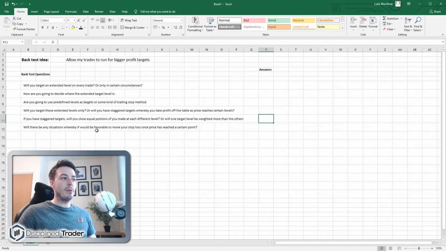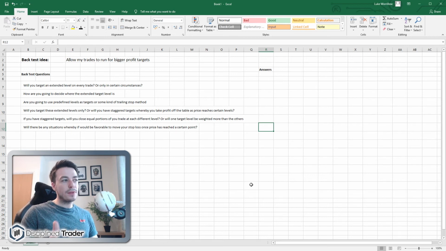Will there be any situations where it would be favourable to move your stop loss once price has reached a certain point? Now, like I've said, this would be new ground to me. So all I would be doing is recording the result of the trade if I was to use a stop loss method like this. So I will record once it gets to first target and second target, moving my stop to, say, an obvious point or a break-even point, and just seeing what that would do to the result of the trade. And recording that, and then again at the end of the test, collating this data to see which approach works best, which approach gives me the most profit, and I can go from there.